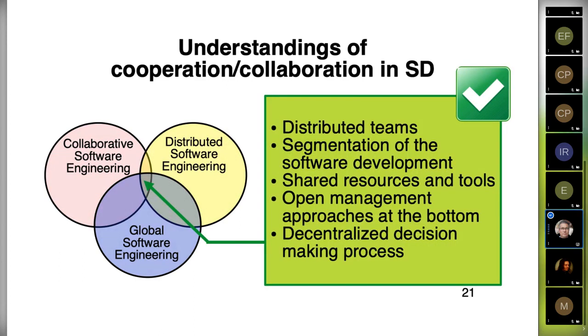What is shared by all these approaches of software engineering is distributed teams, segmentation of the software development, shared resources and tools, open management approaches at the bottom, and a decentralized decision making process. You can see that what is the same in the three understandings of cooperation and collaboration in software development is precisely these five characteristics. It doesn't matter if we are talking about collaborative software engineering, distributed software engineering, or global software engineering. In any of these approaches, you will find these five characteristics.